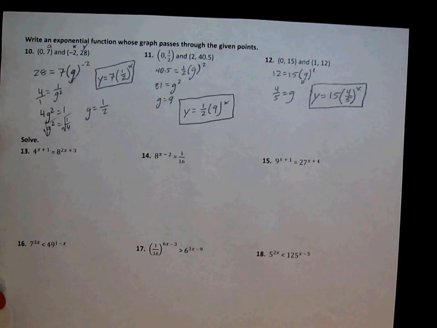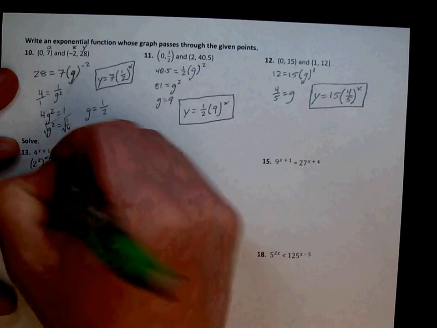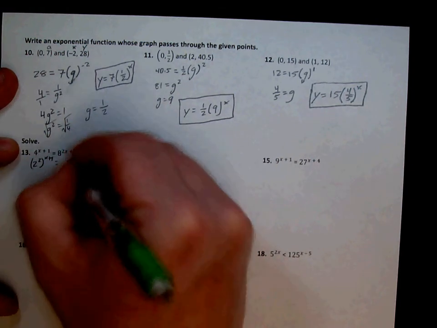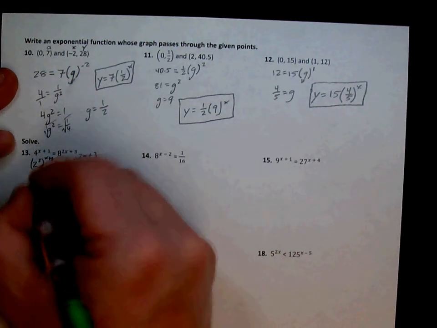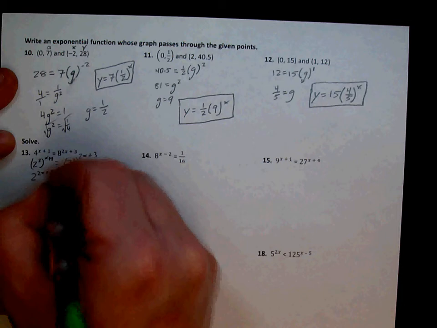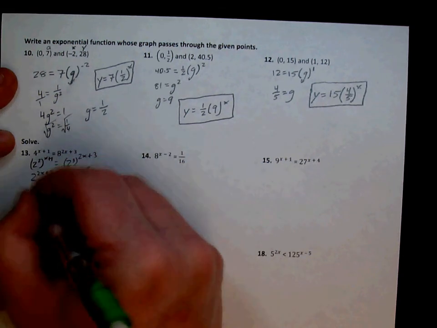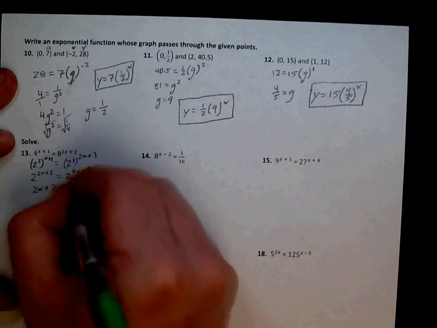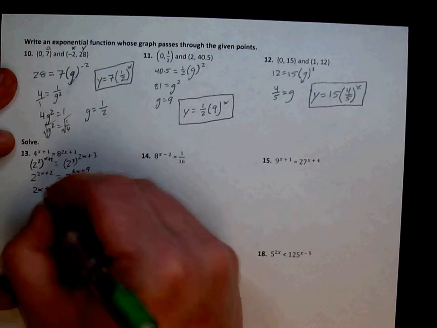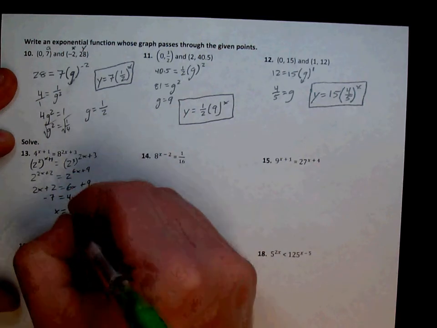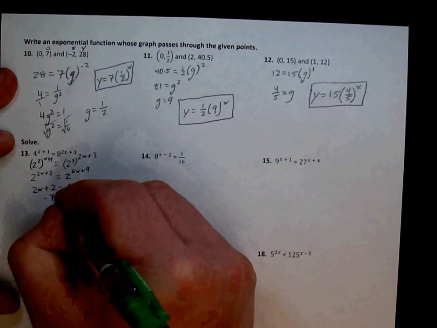Solve. Number 13, they're both powers of 2, so I've got to change 4 to 2 squared. I have to change 8 to 2 cubed. Both of those already had exponents, so I have to distribute my exponents. So 2 to the 2x plus 2 equals 2 to the 6x plus 9. Now that we have the same base number, set the exponents equal to each other. Subtract your 2x. Subtract your 9, divide by 4, -7/4 is my solution.